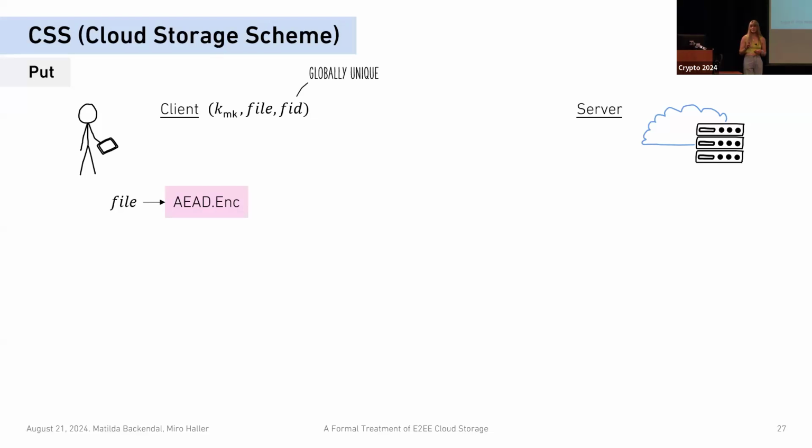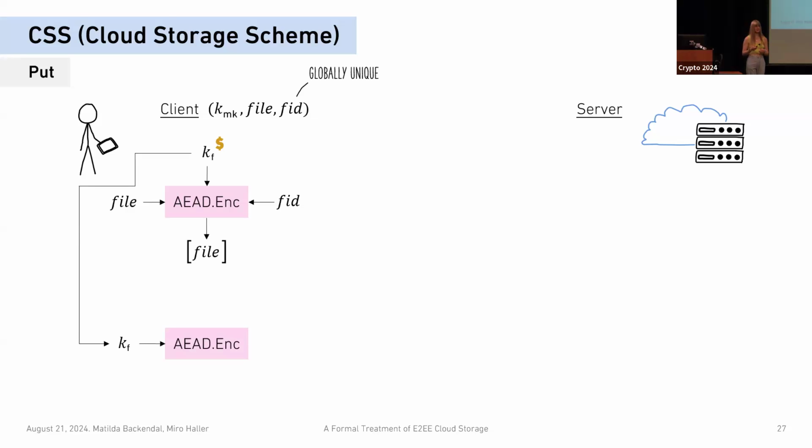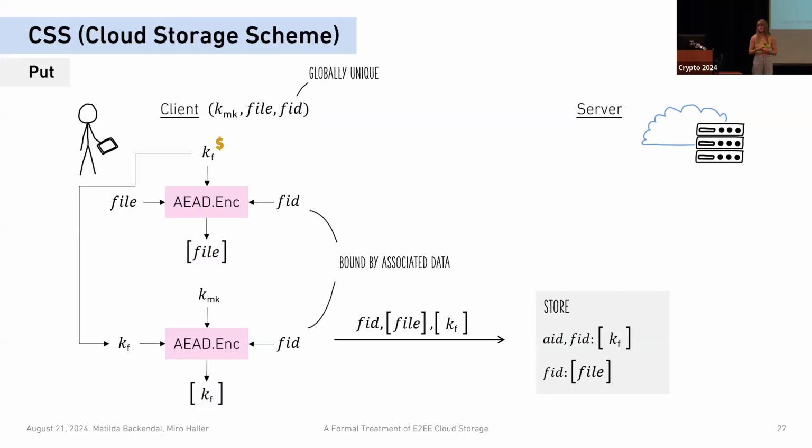To encrypt the file, the client samples a uniformly random file key, and AAD encrypts the file with the file ID as associated data. The file key is then itself encrypted using the master key, also with the file ID as associated data, which binds together these two ciphertexts. Next, the client sends the file ID and the two ciphertexts to the server for storage. And on the server, the file ciphertext is stored indexed under the globally unique file ID because this ciphertext is actually shared by all users who have access to the file. In contrast, the file key ciphertext is stored indexed under both the account ID of the user and the file ID because this ciphertext differs for every user.